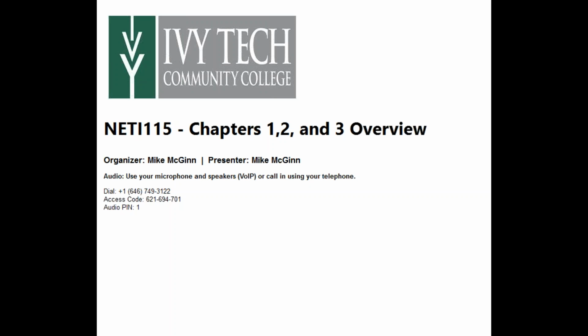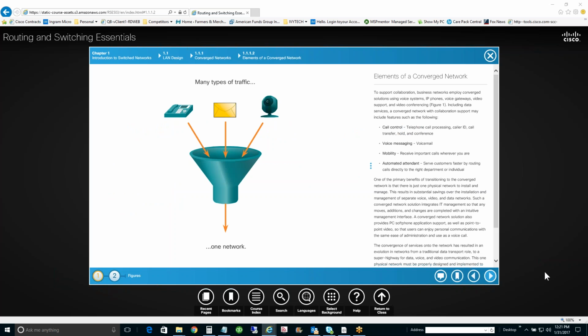So with that, I'm going to share my screen, and we're going to start off talking about a few slides in Chapter 1. In Slide 1.1.1.2, they talk about a converged network. As you probably recall, this was touched on in NETI115. A converged network basically allows various types of traffic to travel on the same physical network, whether it would be voice or data or video, etc.